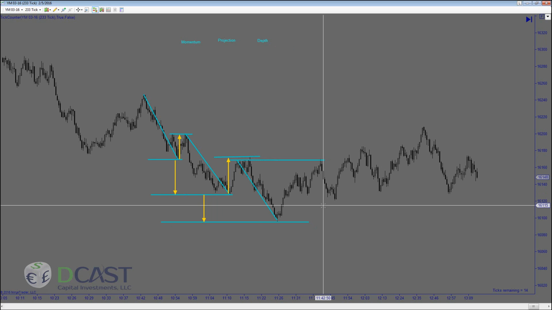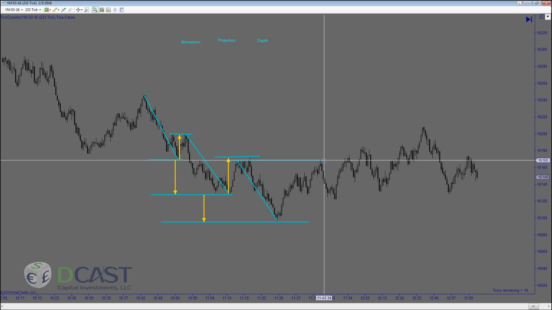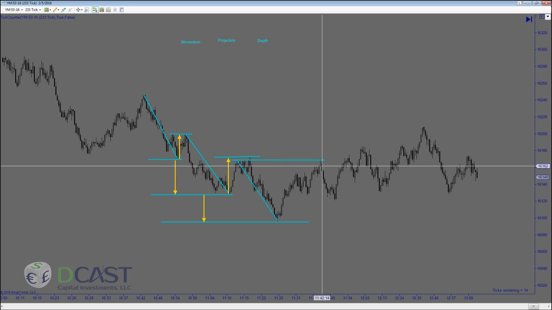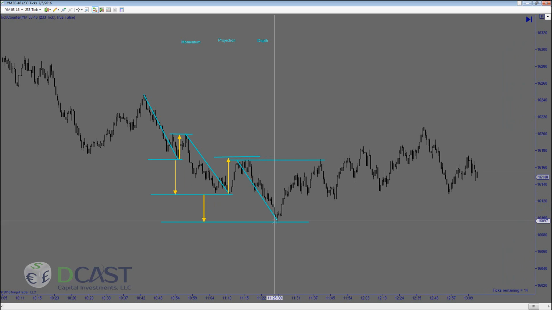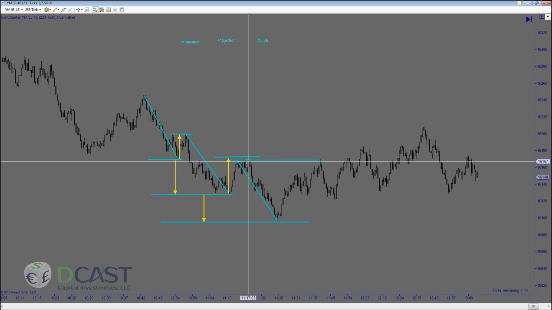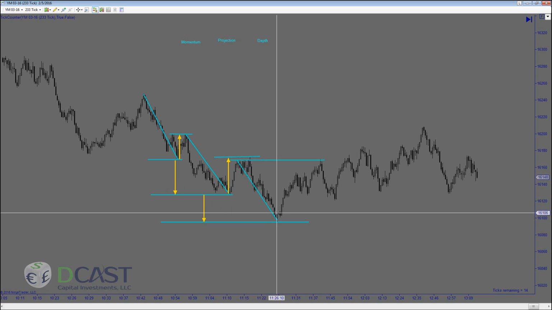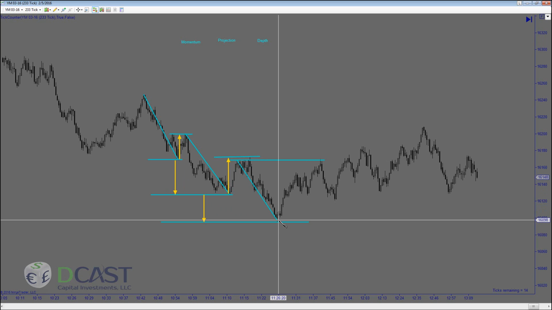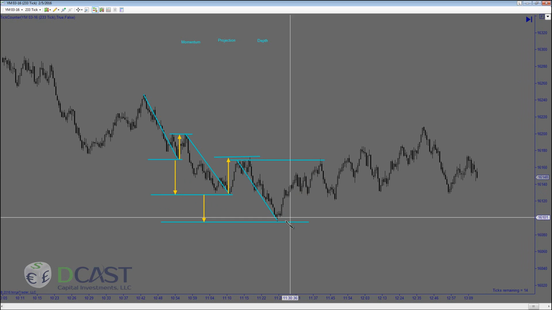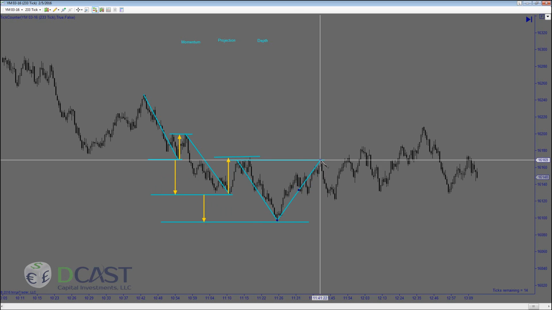What does that tell you from a structure analysis? That it is unrealistic to expect a new structure low, based on the fact that we corrected 100%. Price should not have done that. So now what we're looking for is for either price to produce a higher low or a retest of these lows. It would be an unreasonable expectation to expect price to make a new structure low after a 100% correction. So what we want to do now is get ready, as price may be changing directions on us.